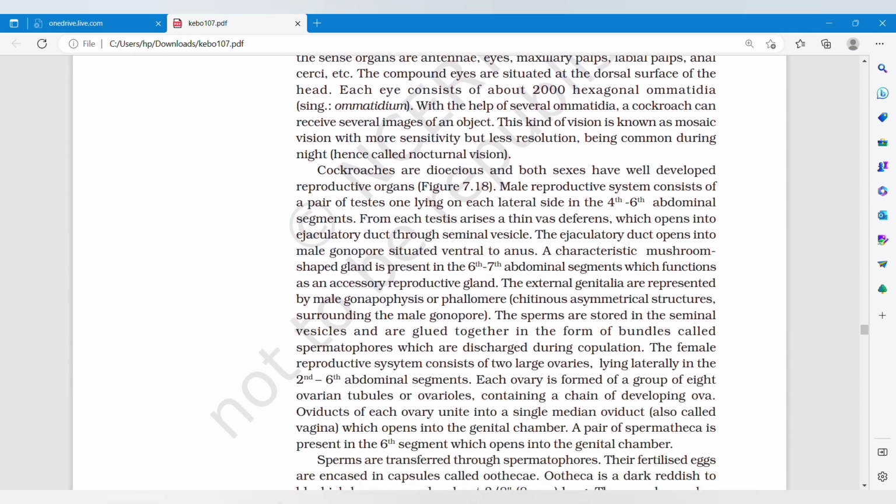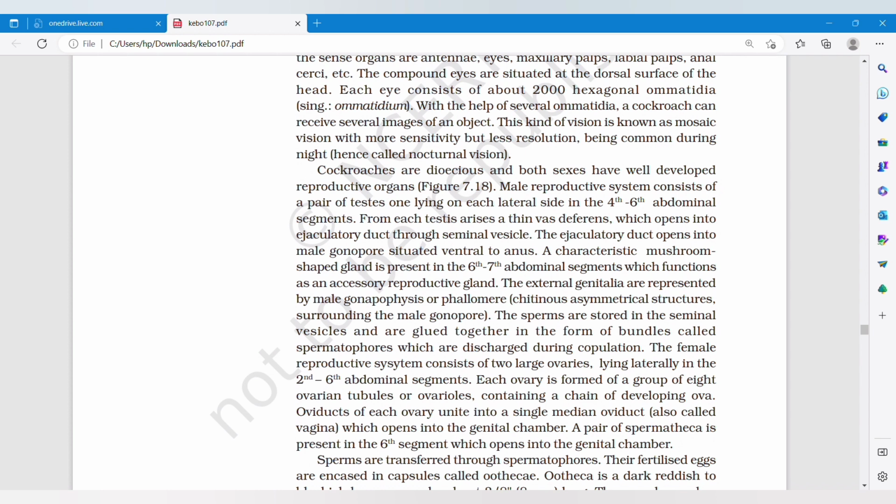Cockroaches are dioecious and both sexes have well-developed reproductive organs. The male reproductive system consists of a pair of testes, one lying on each lateral side in the fourth to sixth abdominal segment. From each testis arises a thin vas deferens, which opens into the ejaculatory duct through the seminal vesicle. The ejaculatory duct opens into the male gonopore situated ventral to the anus.